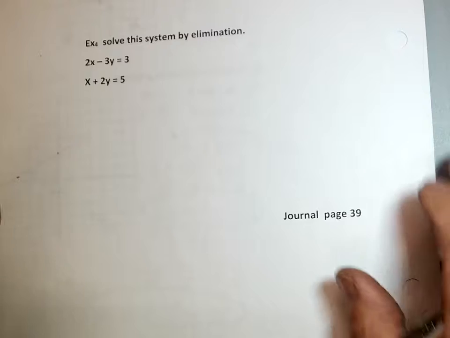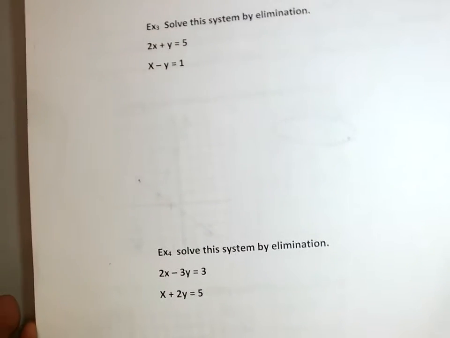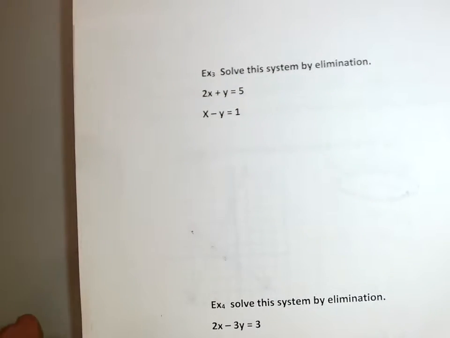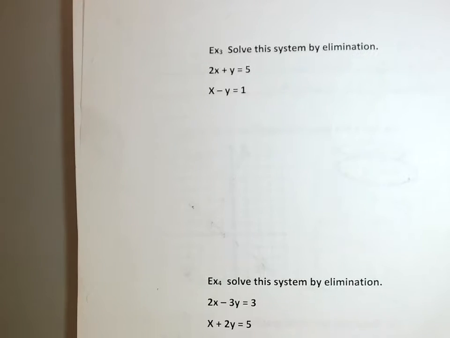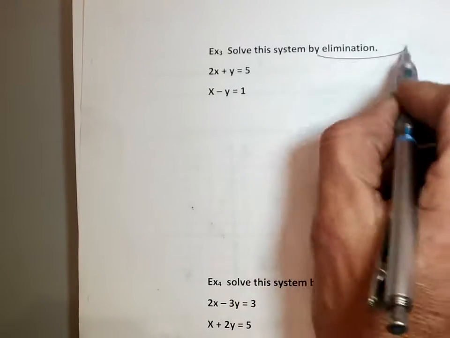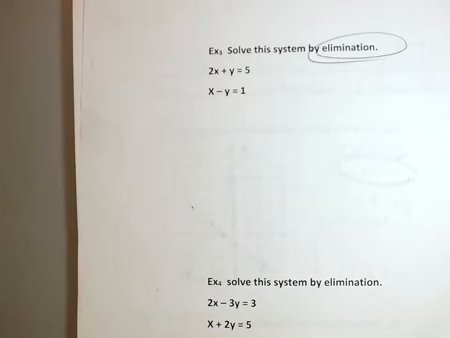Okay. Now it says by elimination. Now I could graph this, but let's not do that. Let's just take a look. By elimination means I want to eliminate. I want to get rid of, cancel out one of the variables. Okay, eliminate, cancel out, get rid of.